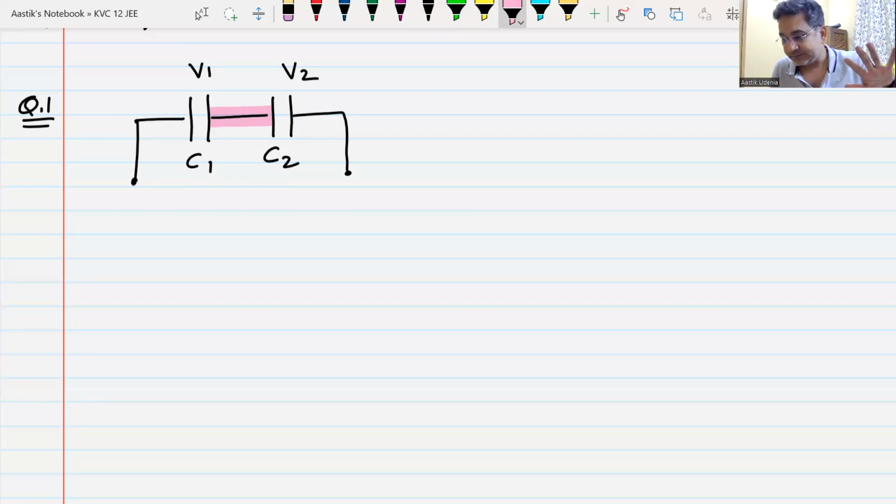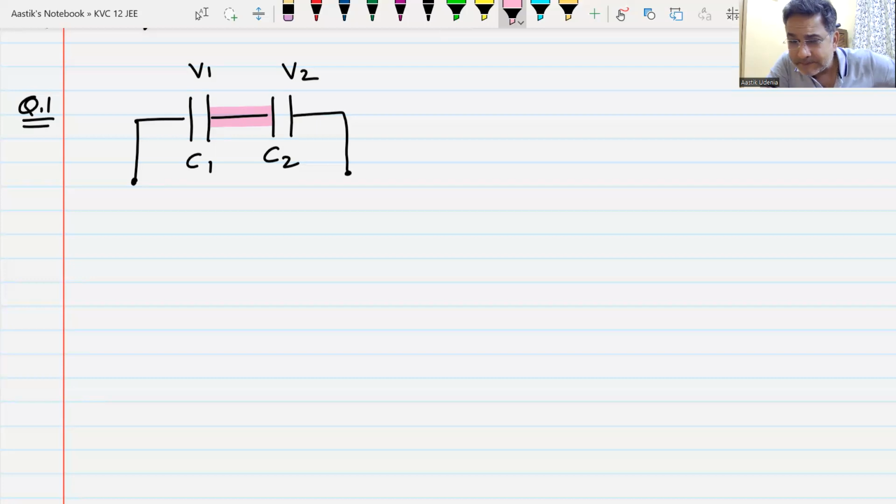Have you understood the question that I've asked? When I connect these capacitors by a wire like this, nothing happens. Why doesn't the charge flow? It should have flown because they are at different potentials. But why doesn't the charge flow? You will tell me the result in tomorrow's class. Now, I want charges to flow.